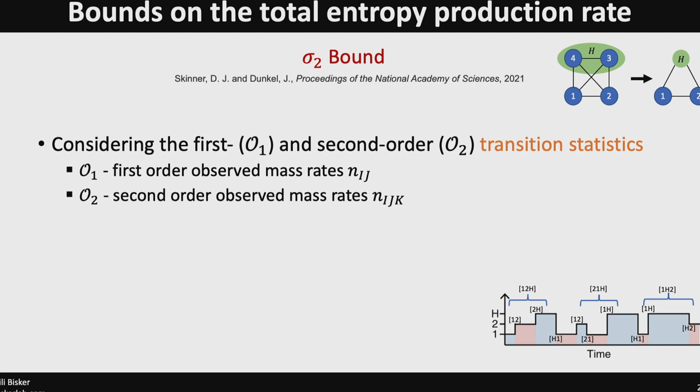Another bound is the sigma 2 bound. This was proposed by Skinner and Dunkel in 2021. They considered a similar system, and here they took the first and second order transition statistics. The first order is just the mass rate, and the second order is the second order mass rates that I labeled here as N_ijk. So for example, if I see this observed trajectory, the first 3 states that I see are 1, 2, and H, so this is considered 1 to H. So this is like a second order observable.